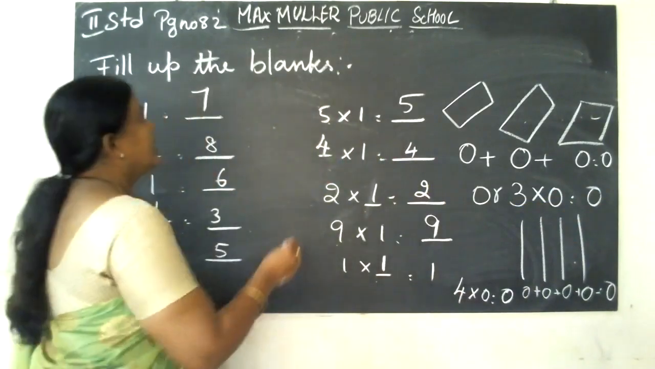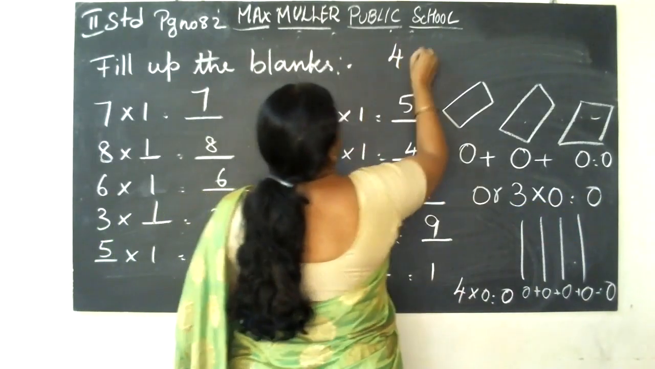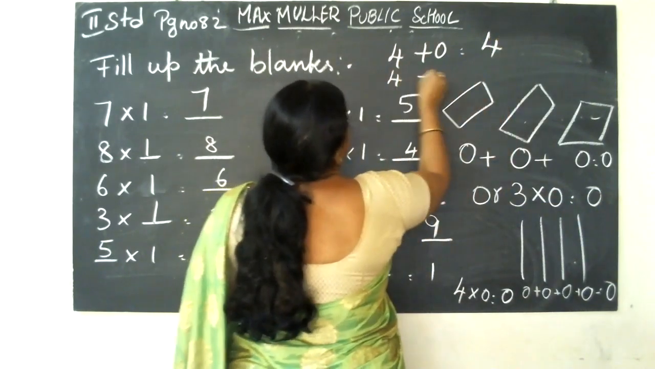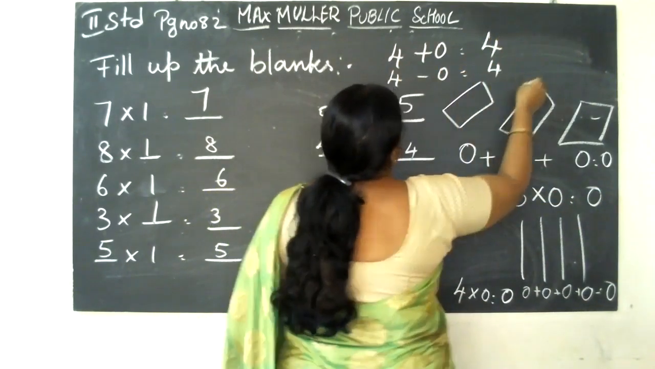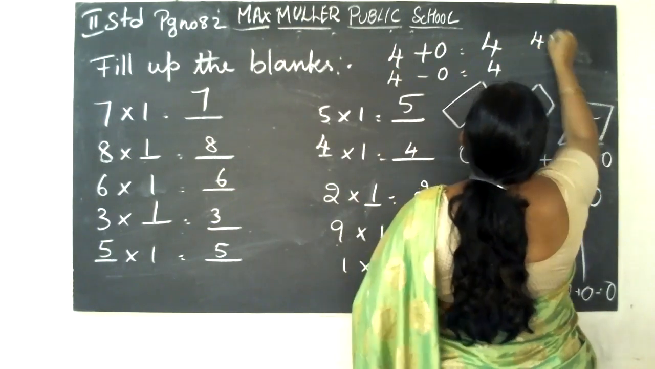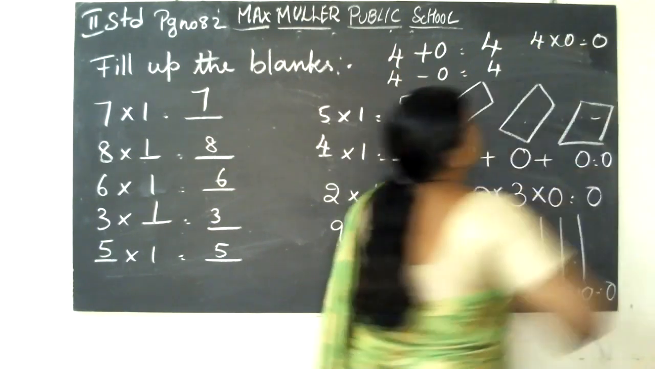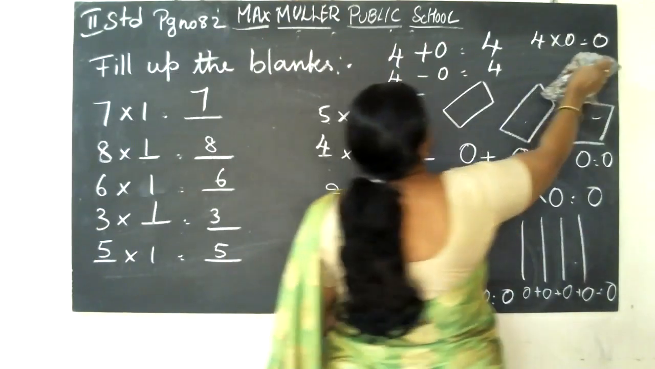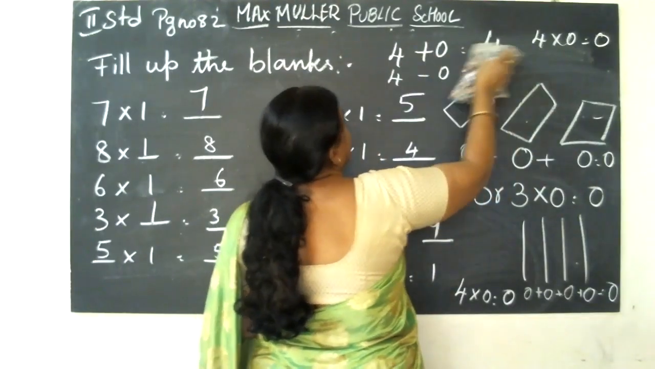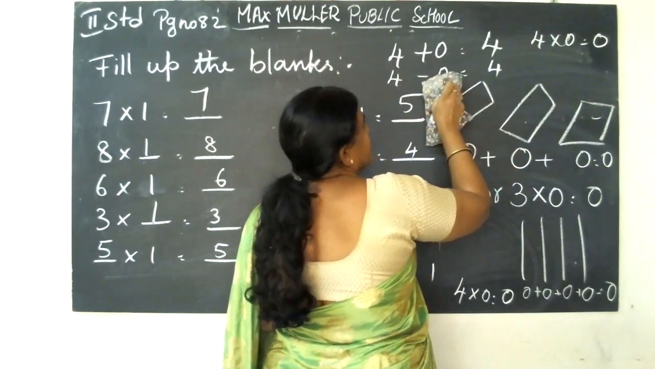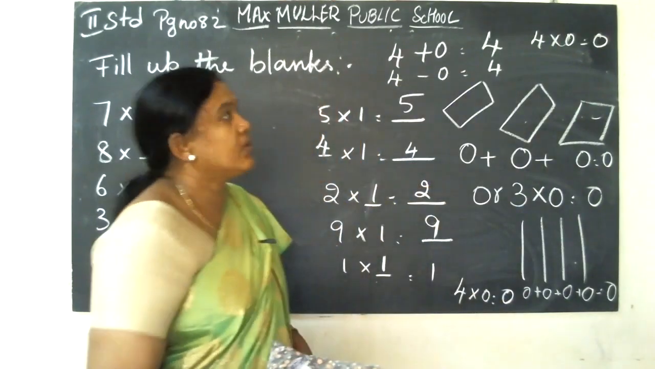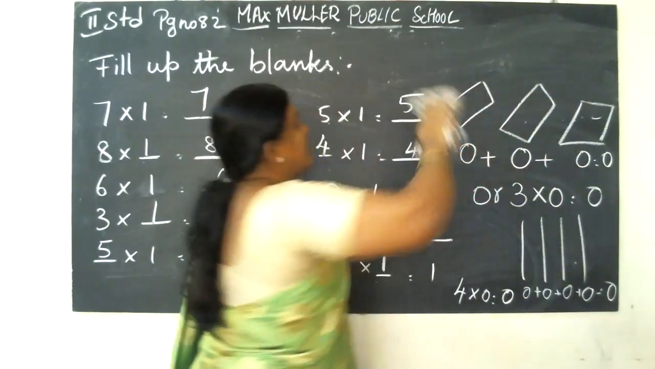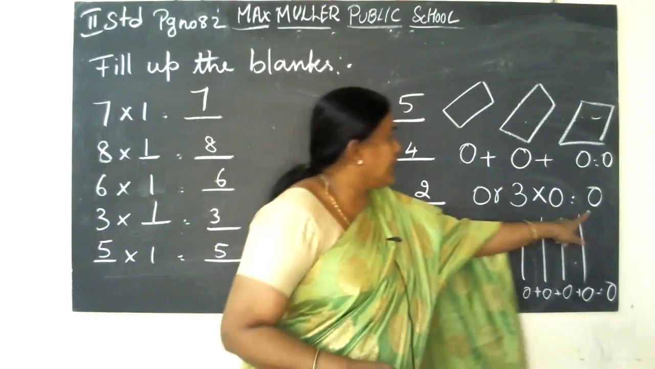If in addition, 4 plus 0 means you will get 4. 4 minus 0 means you will get 4. For multiplication, 4 zeros are 0. Understood, children? For addition, 4 plus 0 means you will get 4. For subtraction, 4 minus 0 means 4. But for multiplication only, you will not get the number. Only you will get 0.